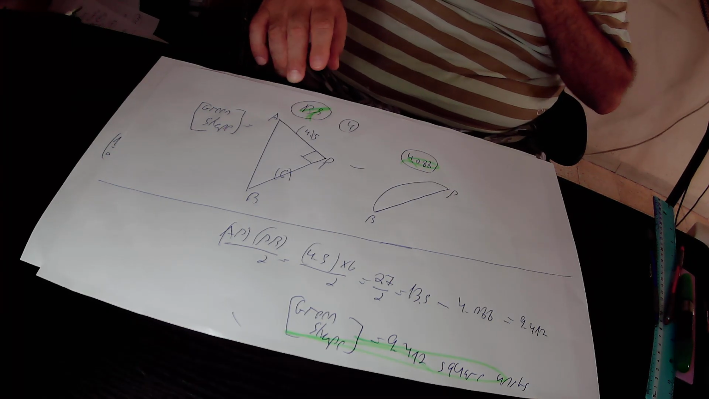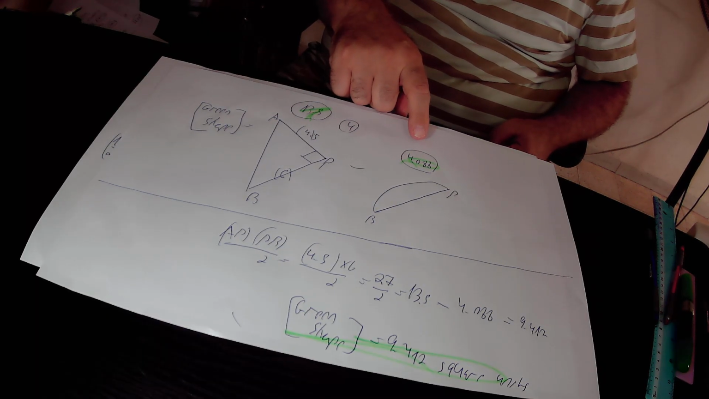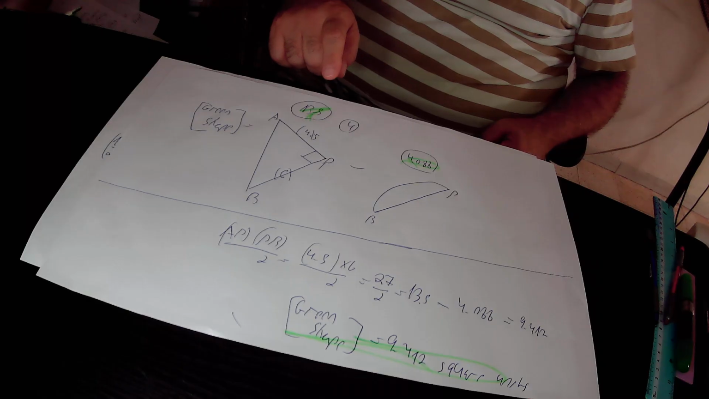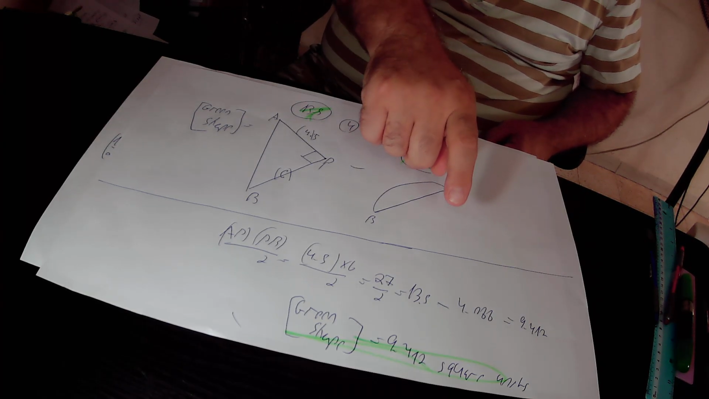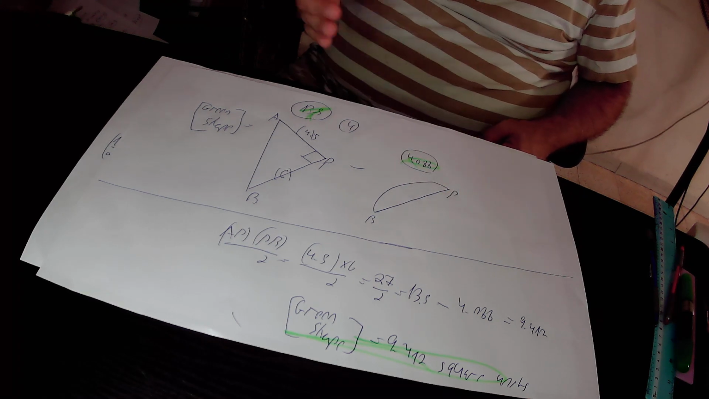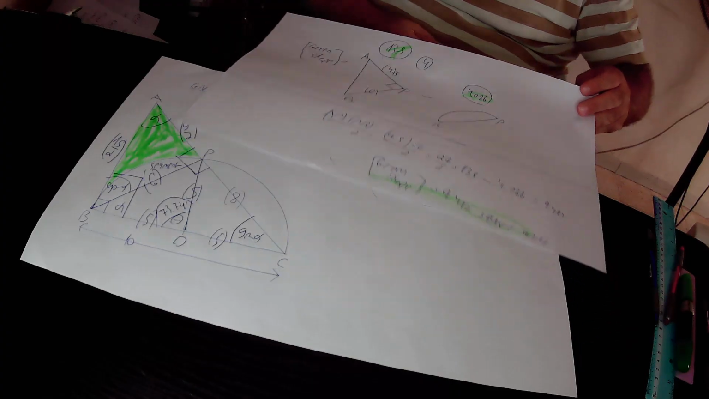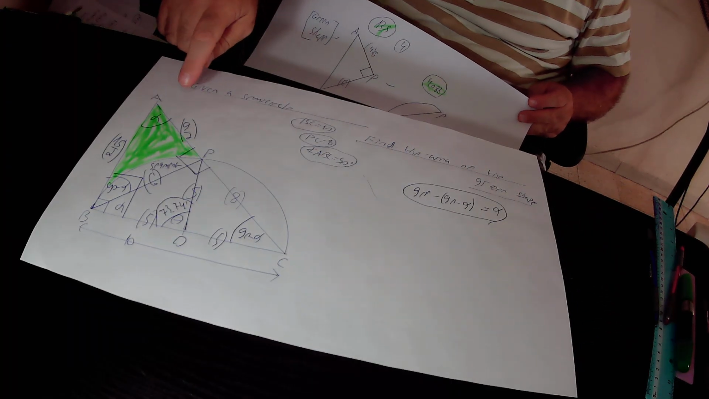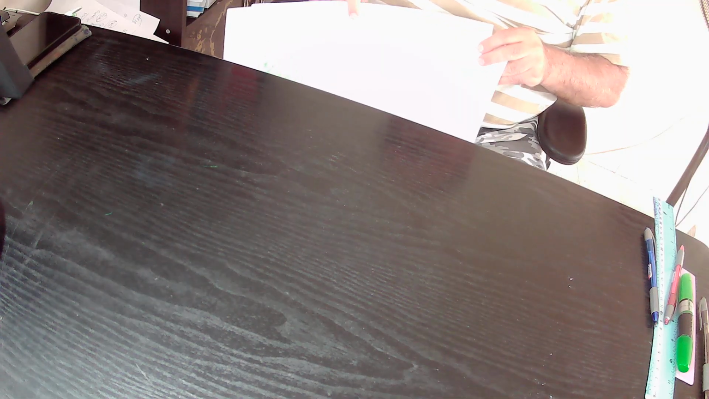We have already found that the area of the segment BP is 4.088 square units. And 13.5 minus 4.088 is 9.412 square units. That is actually the area of the green shape. Repeat again, the area of this green shape equals 9.412 square units. We finished with the first question. The next step, I present to you the second question, and we solve the second question in two different methods.